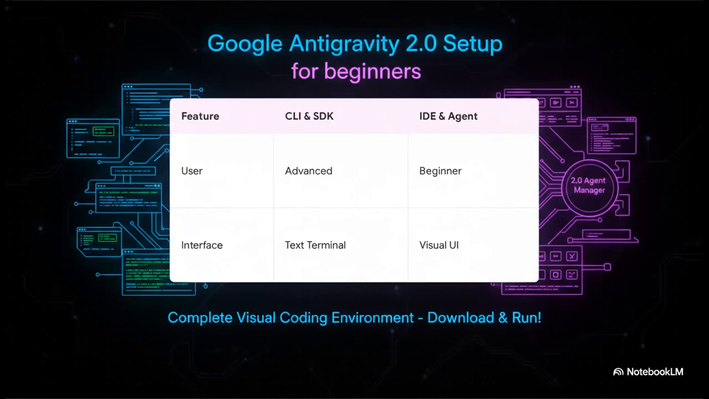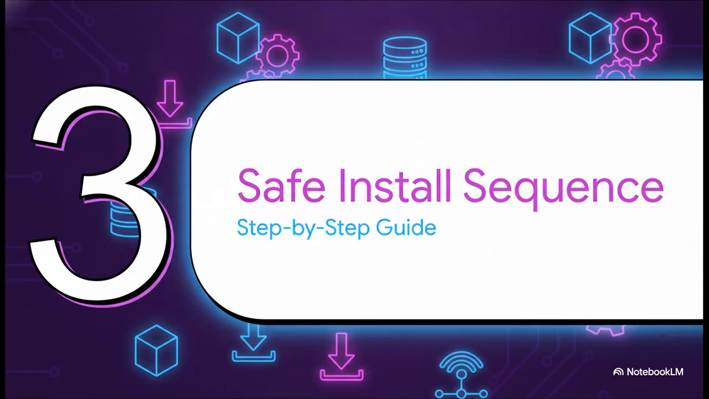And this brilliantly illustrates the exact difference. The CLI and SDK are advanced, script-based, and heavily rely on the terminal. But the desktop IDE and the 2.0 Agent Manager, those are built for you. They are beginner-friendly, they provide a beautiful visual command center, and they are entirely click-to-run. These are literally the only two things you need to download to get a complete visual coding environment right out of the box. Section 3, the safe installation sequence, and our step-by-step guide.